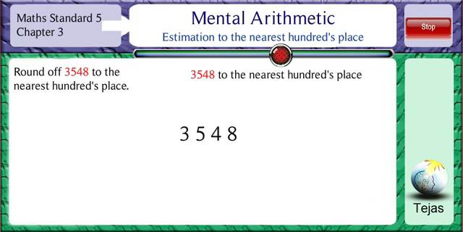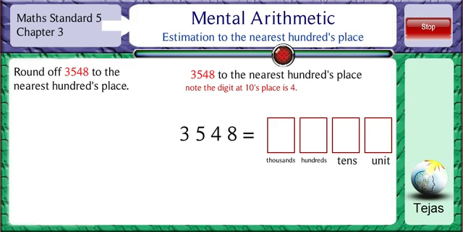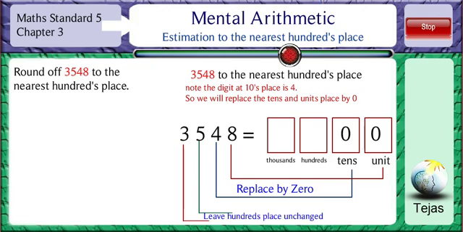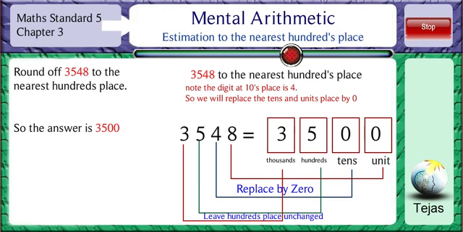Round off 3548 to the nearest hundreds place. Note that the digit in the tens place is 4. When we need to round off the digit to the nearest hundreds place and the digit in the tens place is lesser than 5, then we replace the tens and the units place by 0. We will leave the hundreds place unchanged, so the answer is 3500.